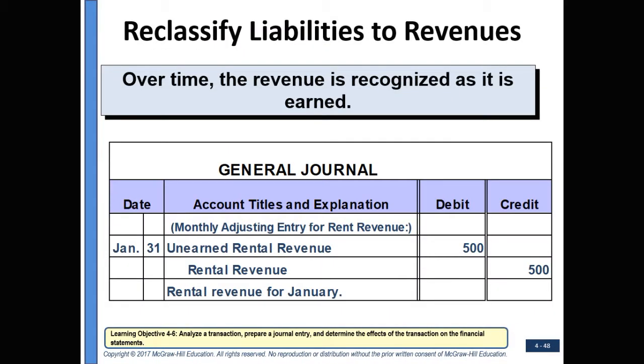Over time, the revenue is recognized as it is earned. The 1-year advance payment of rent for $6,000 is divided by 12. This gives us $500 per month. Each month, a reclassifying entry will need to be recorded. The monthly entry will decrease liabilities by $500 and increase revenues by $500.